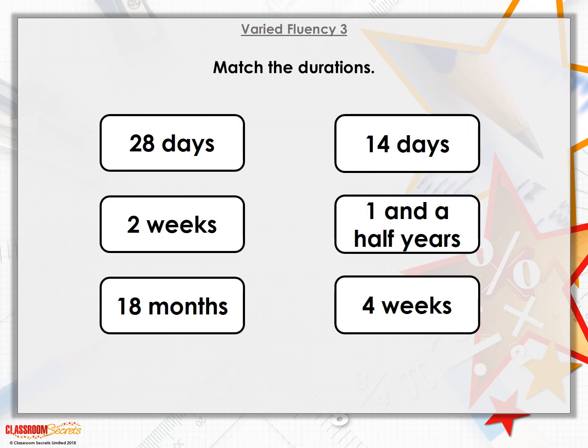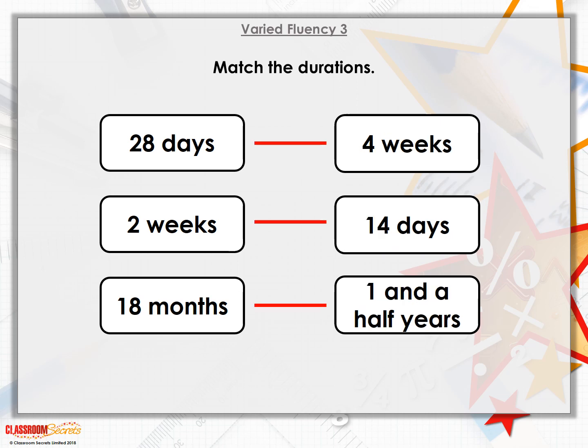Now duration means how long something lasts, okay? So for this one you're going to convert weeks to days and months to years, okay? So you are going to look at all the ones down the left-hand side. So it says 28 days, 2 weeks, 18 months, and you are going to match them to the other side. So you're going to convert them, okay? Off you go.